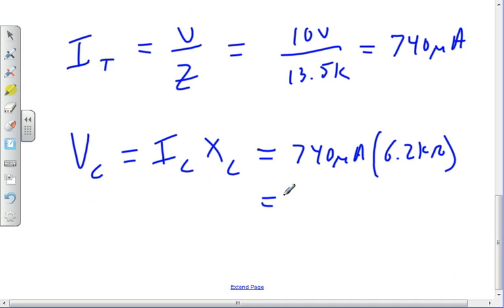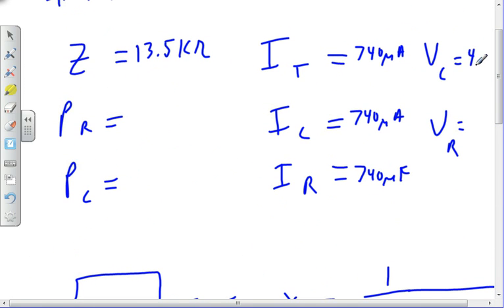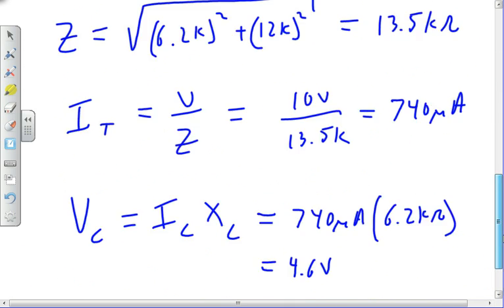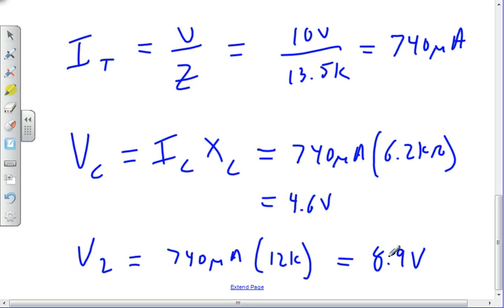4.6 volts. Voltage across the capacitor, 4.6 volts. Voltage across the resistor, 740 microamps times 12K, 8.9 volts. I'm going to do an idiot check.